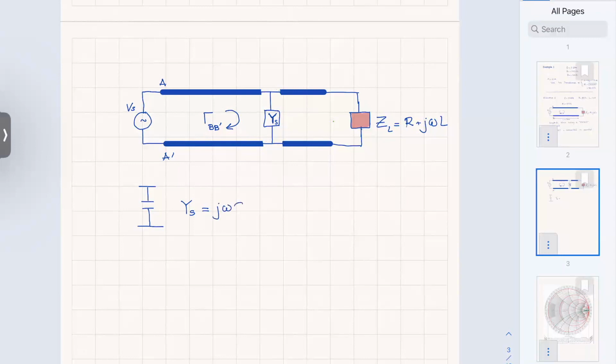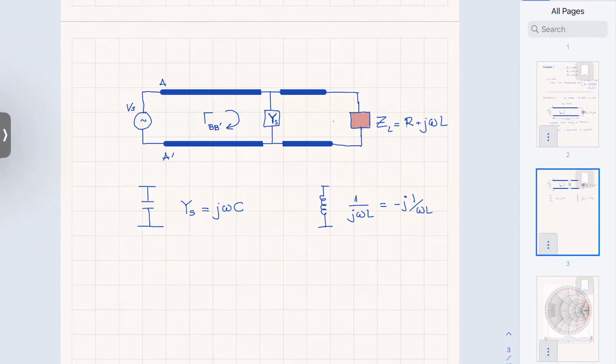J omega C. If it's an inductance, how much is your admittance? Exactly, 1 over J omega L, or minus J 1 over omega L. What does that tell you? That if your element is capacitive, then your Y sub S is gonna be positive. When your element is inductive, then Y sub S is gonna be negative. All right, so from the positive or negative we find on the Smith chart, you know what kind of element you're gonna put.